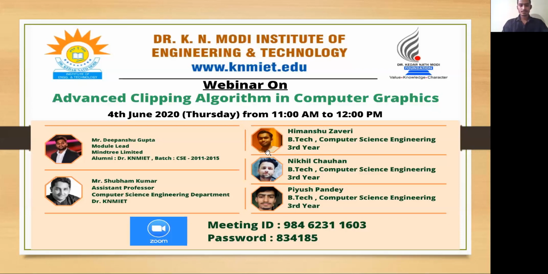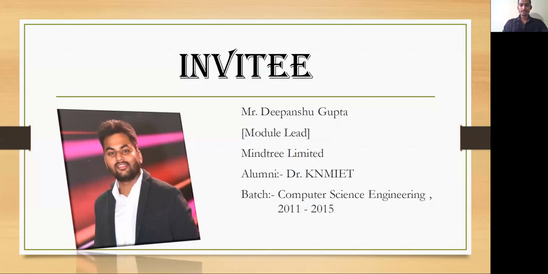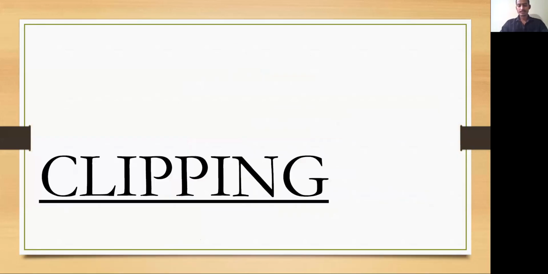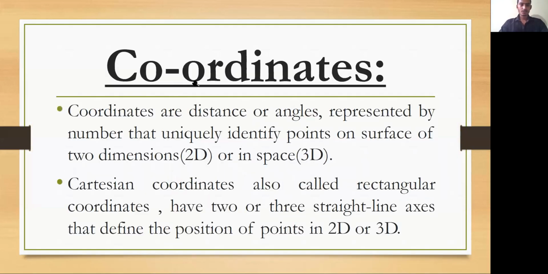So, before we start clipping, it is necessary to understand the basics of the topic. The first one is coordinates. Coordinates are distances or angles, given as numbers, which help to identify any particular point in 2D or 3D space. Basically, coordinates help in determining the position of any point.